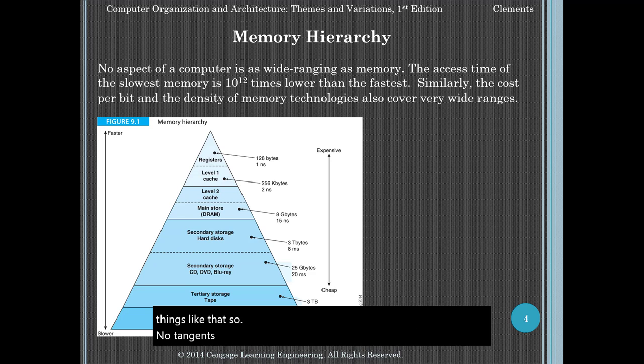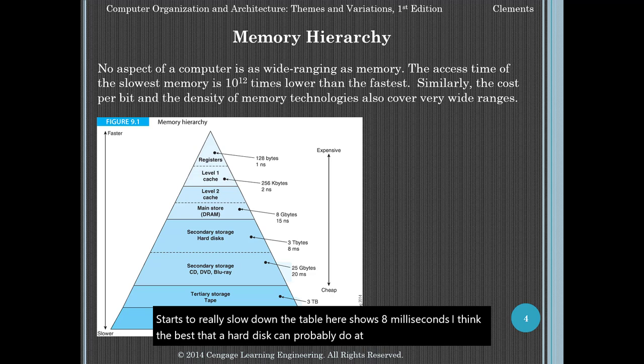A hard disk can store a lot of data, right? We can get hard disk drives, I think, in the realm of double digit terabytes at this point for sure. But access time on a hard disk starts to really slow down. The table here shows 8 milliseconds. I think the best that a hard disk can probably do at this point, and I'm talking about the physical platter type, is 5 milliseconds. And so while that's fast by human standards, like most humans can't think in milliseconds, we can see that it's quite a bit, like 6 orders of magnitude slower than our main storage.